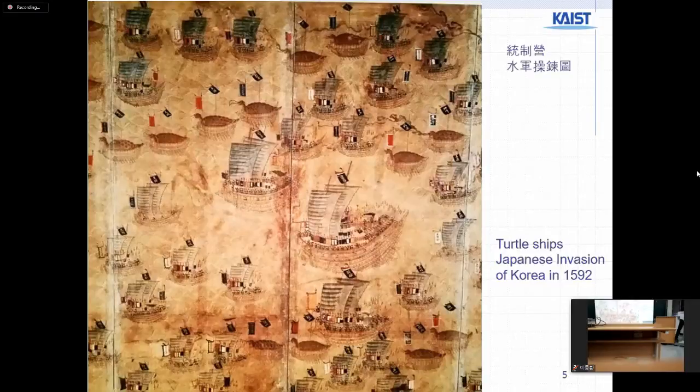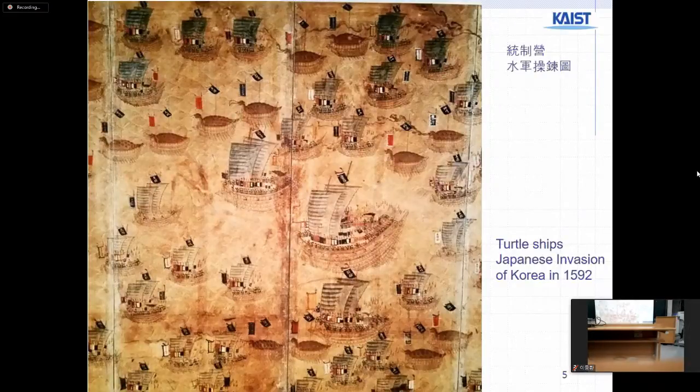This is a picture I took from the National Museum of Korea. It is from 1592, a long time ago. How many years? 420, 430 years ago. There was a war between Japan and Korea, and the turtle ship, which looks like a turtle, was famous at the time.